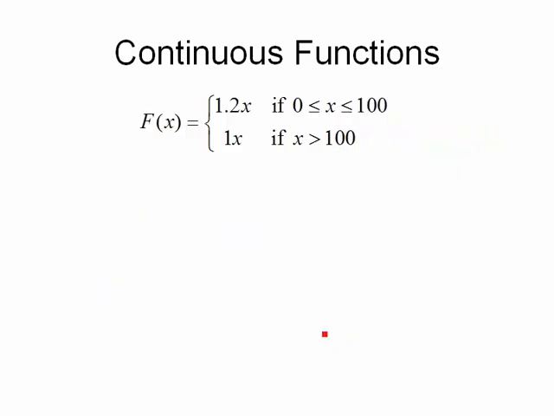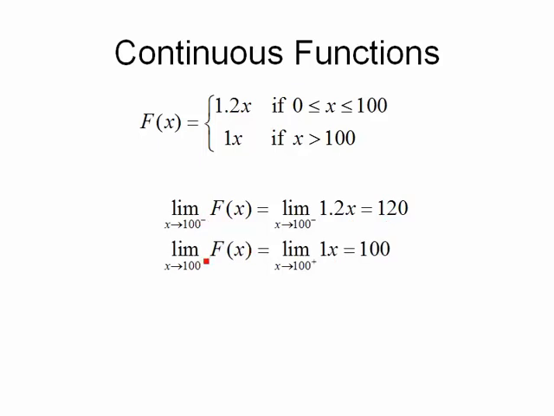We'll write down our function and we'll do the limit as x approaches 100 from the left. And if we're doing that, we're in the 1.2x formula. As x approaches 100 from the left, well, this is just a polynomial, a linear function. Plug 100 in, we get 120. Let's approach it from the right-hand side. Now we're in the other piece, so now we're taking the limit of 1x as x approaches 100. And again, this is just a linear function. We'll plug 100 into it, we get 100.